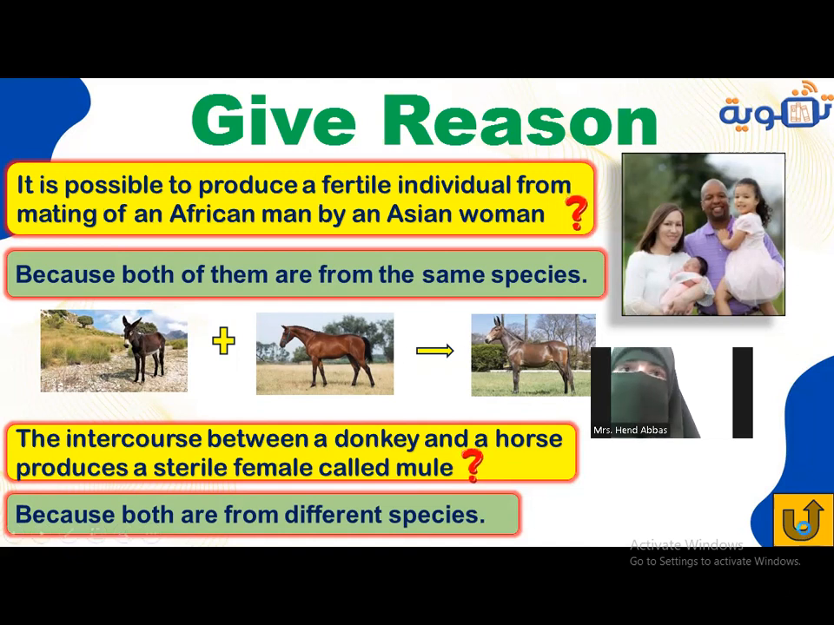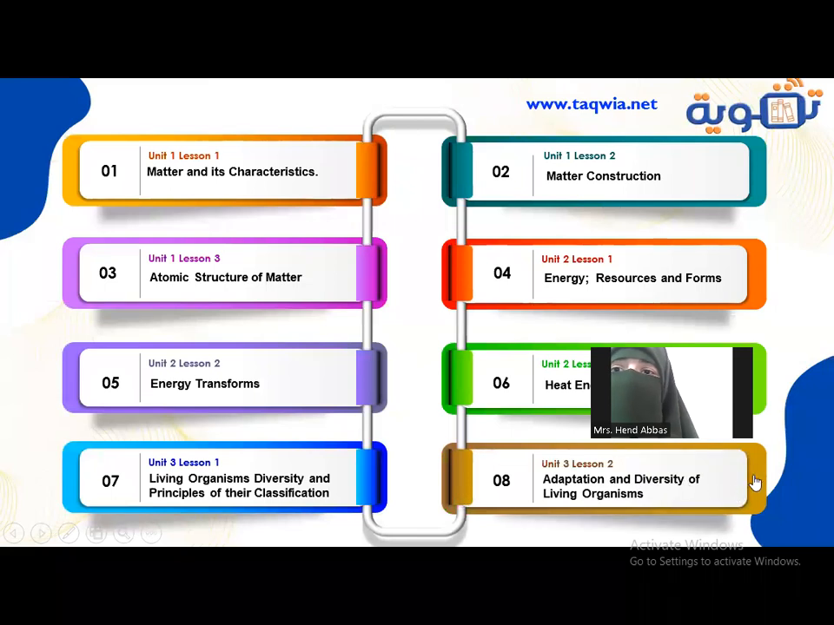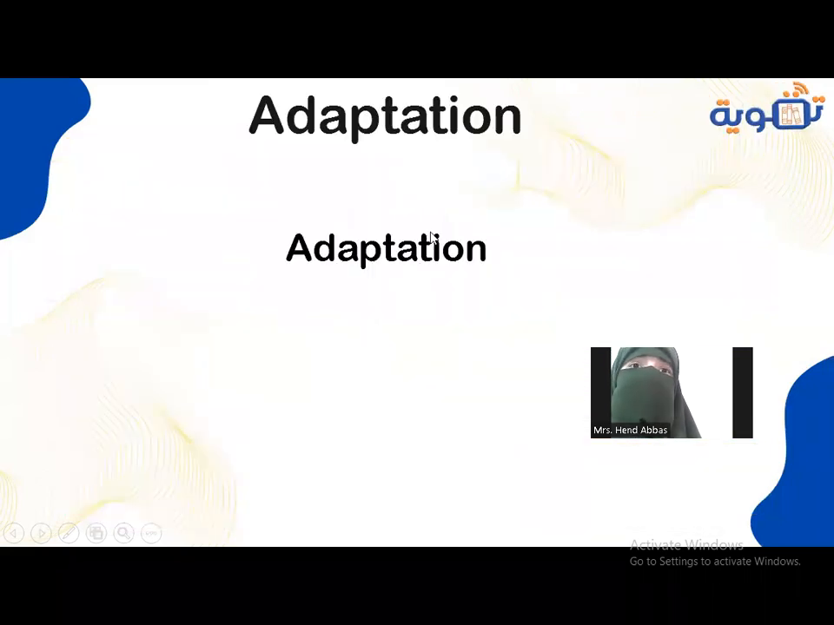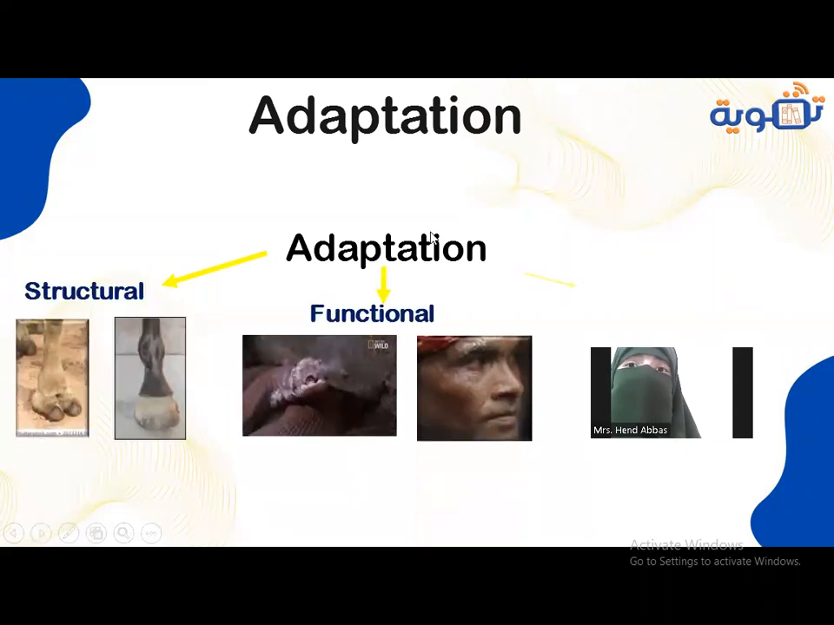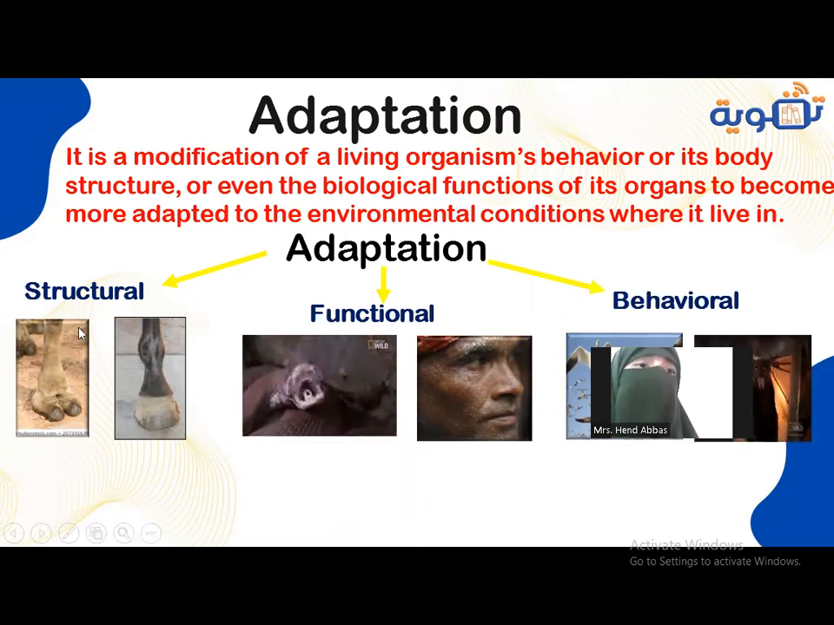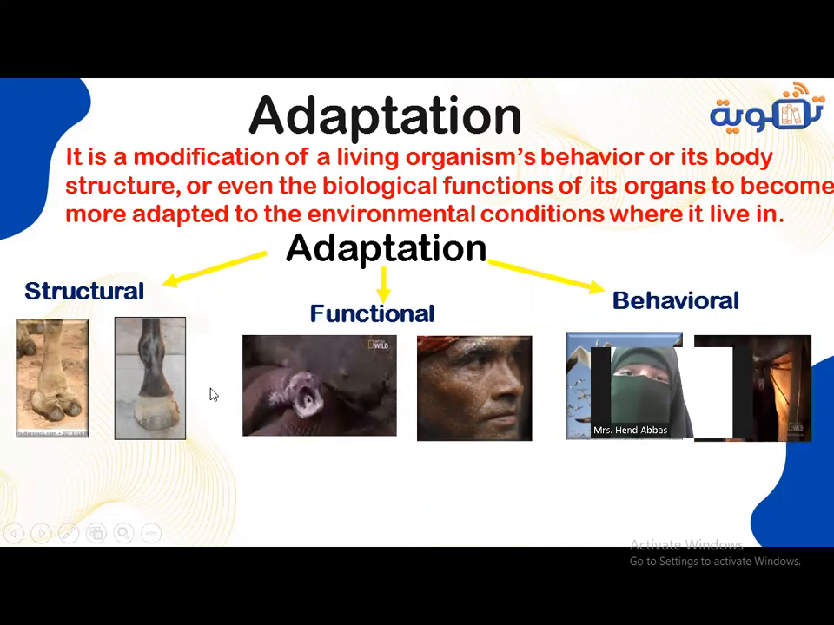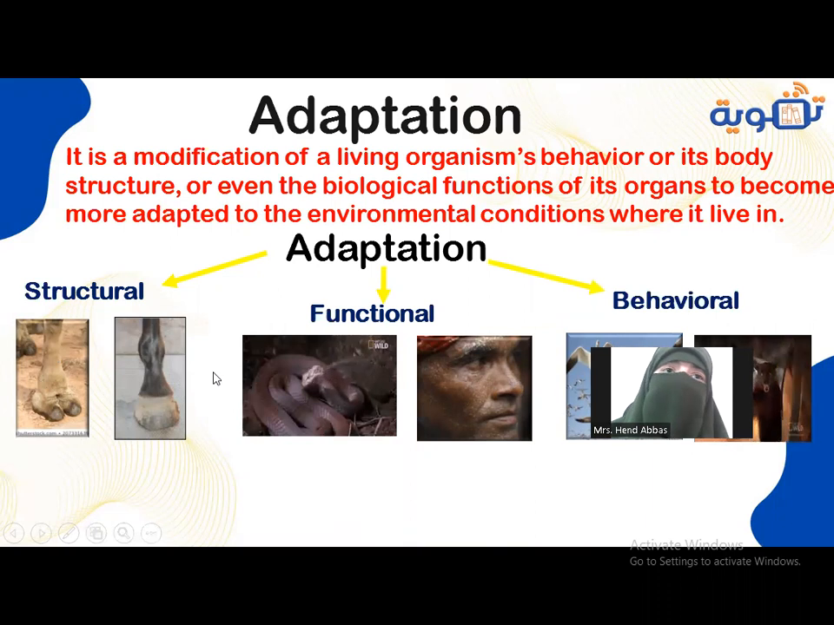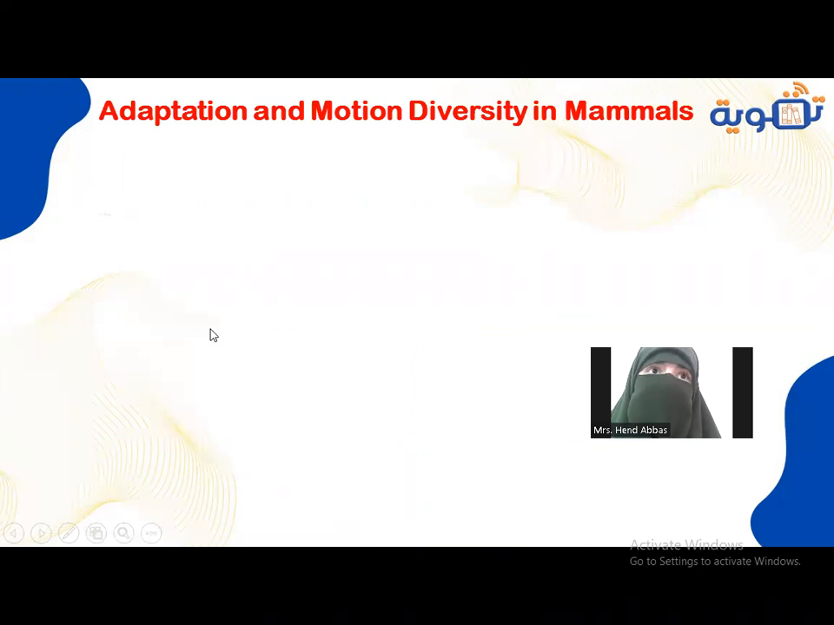because both of them are different species. Okay, let's go to the last lesson. Yes, adaptation and diversity of the living organisms. We have 3 types of adaptations: structural adaptation, functional adaptation, and behavioral adaptation. Okay, what is adaptation? It's a modification in behavior of the animals, or in biological functions, or in the structure of the body organs. Why? To help the animal or living organism to cope with its environmental conditions.